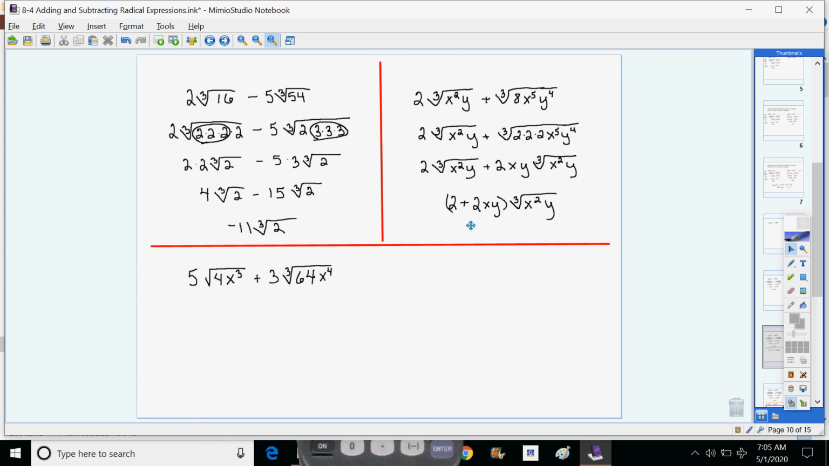Now some of you might say, wait, there's also a 2 in common. There sure is. So if you put this down as 1 plus xy times 2 times this, that's also fine. Okay?